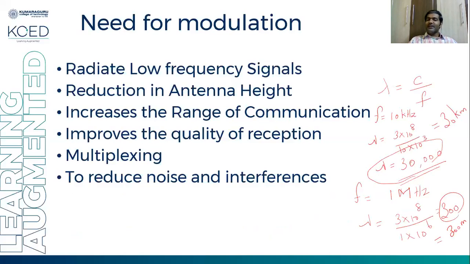We also saw different examples of the needs that modulation addresses. What is the need for modulation? That we also discussed. One is to radiate your low frequency signal, and reduction in antenna height. It increases the range of communication, improves the quality of reception, enables multiplexing, and also reduces noise and interference. So these are all the advantages or needs for modulation. So why is modulation essential? These are all the points that necessitate the need for modulation.